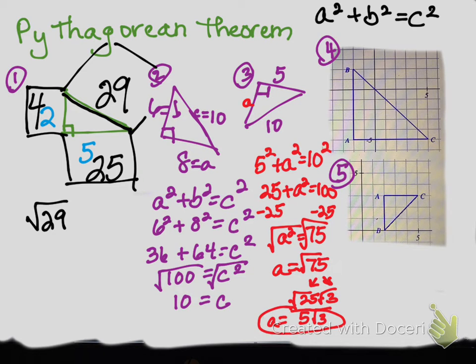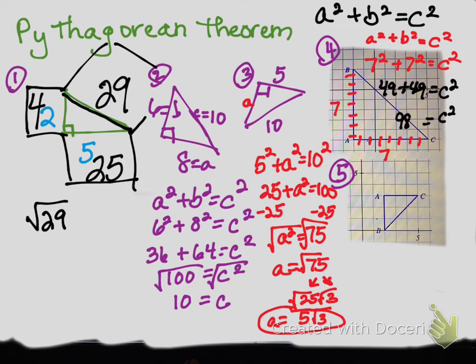Here's a couple using coordinates. This one, side length is going to be 1, 2, 3, 4, 5, 6, 7. So 7, this is also 7. So we can say A squared plus B squared equals C squared. 7 squared plus 7 squared equals C squared. So that's 49 plus 49 equals C squared. So C squared is 98.